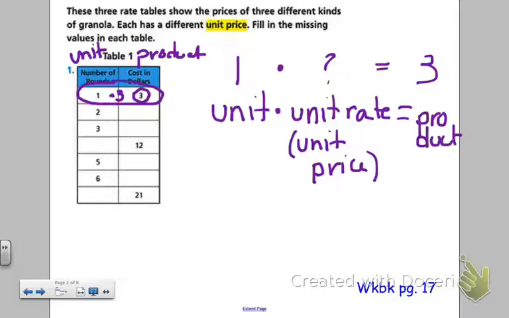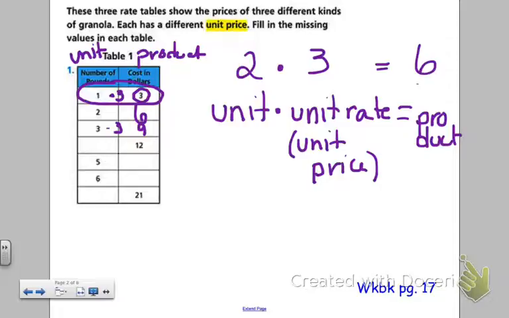So what would it be for 2 pounds of granola? Let's see, we know the unit price is $3 per pound. And in this case, we're talking about 2 pounds. So we will have $6 for 2 pounds of granola. How about 3 pounds of granola? Well, again, we're doing 3 times 3 here.